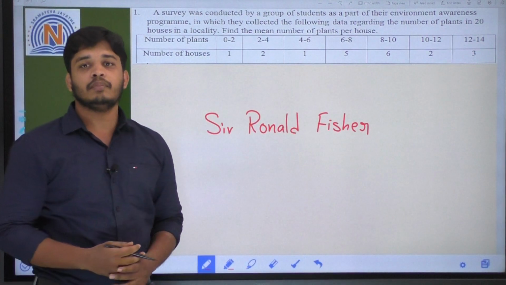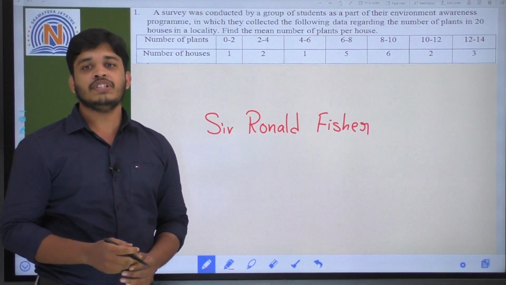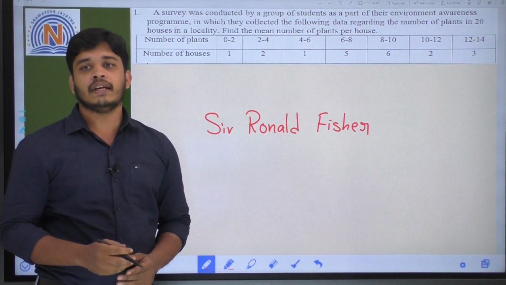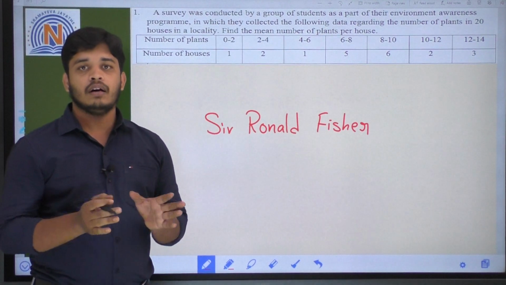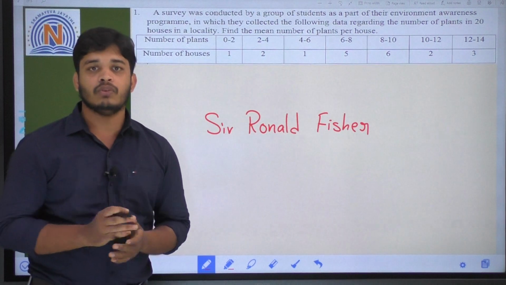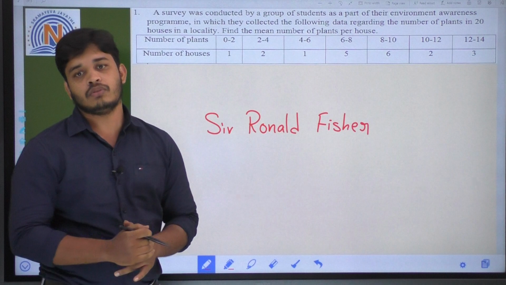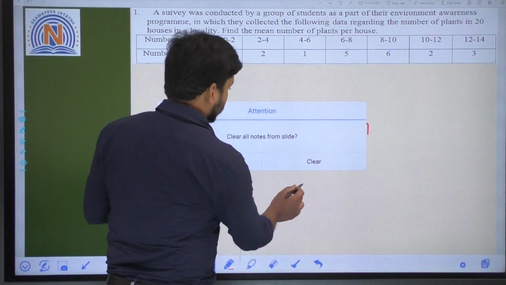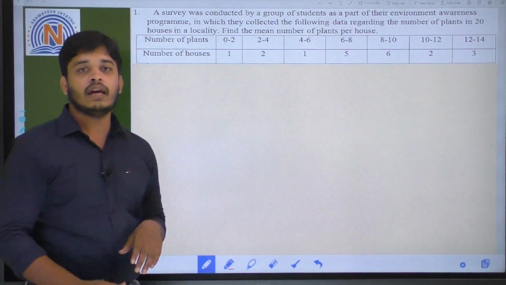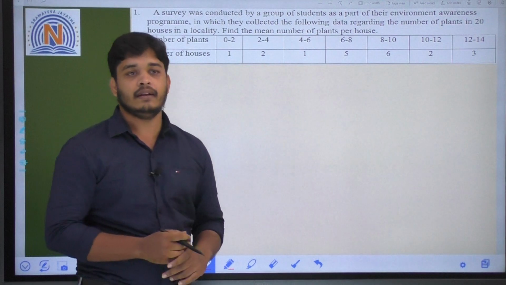A survey was conducted by a group of students as a part of their environment awareness program, in which they collected the following data: the number of plants in 20 houses. This survey is conducted on 20 houses in a locality. Find the mean of plants per house. So we need to calculate the mean of this given data.